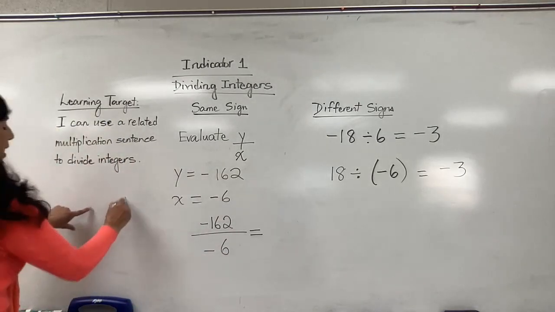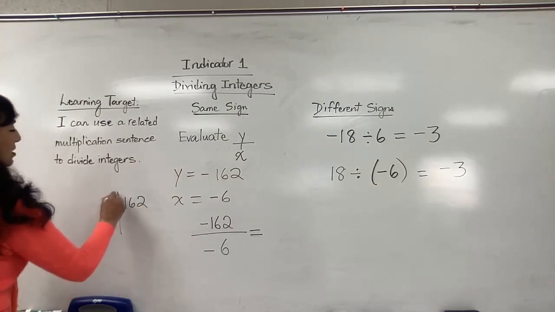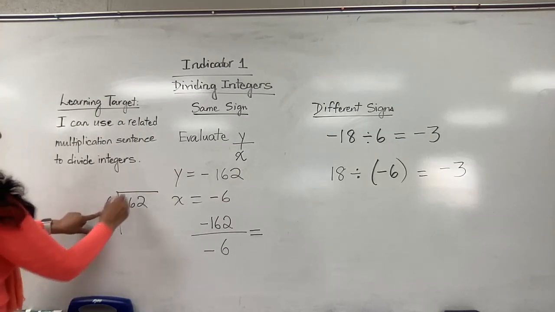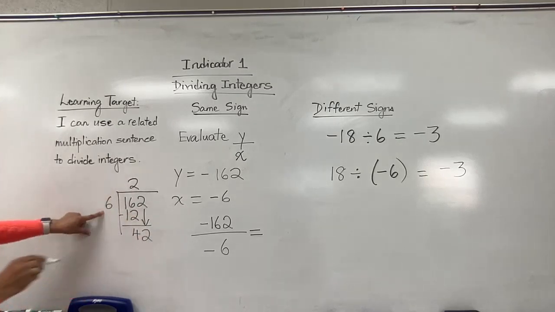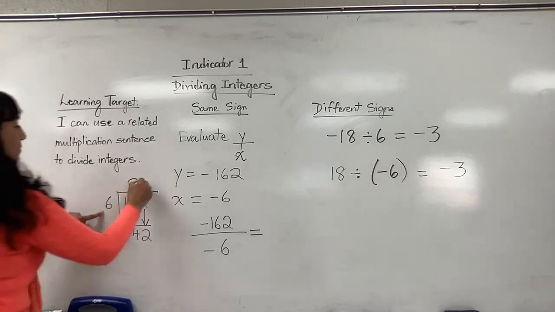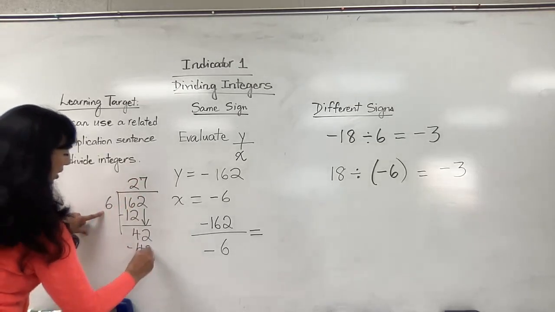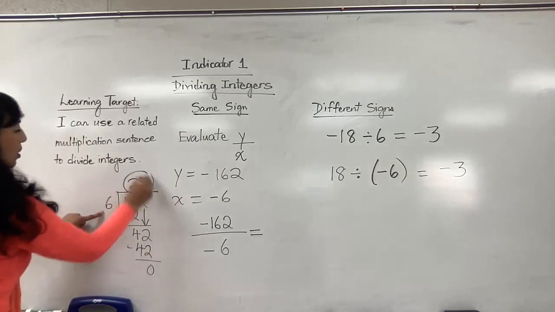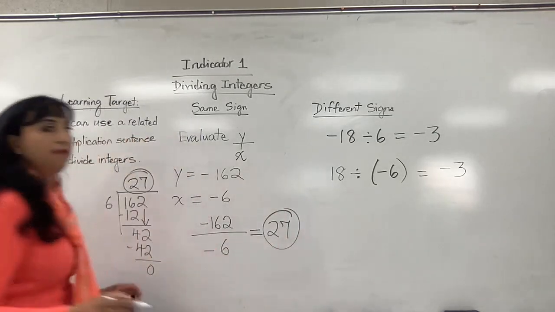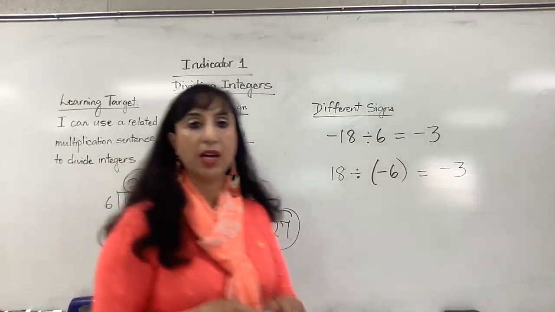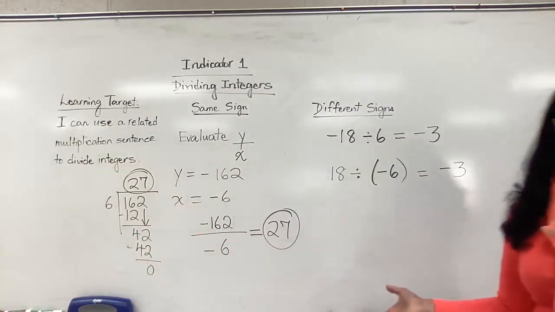Again, I know that it's going to be a positive response, but I know that 2 times 6 is 12. I get 4, bring this down. And then 7 times 6 is going to be 42. So my quotient is going to be a positive integer, because again, the signs are exactly the same.